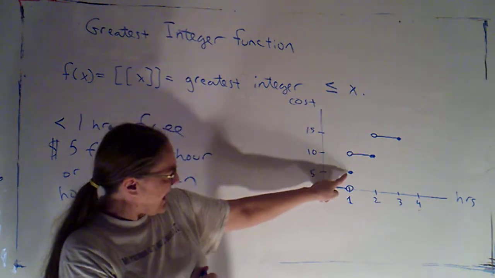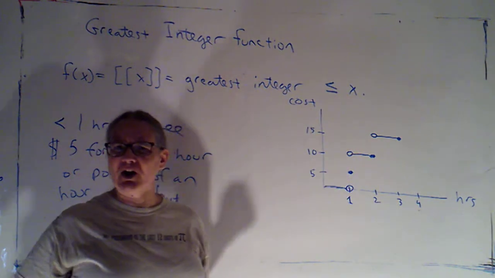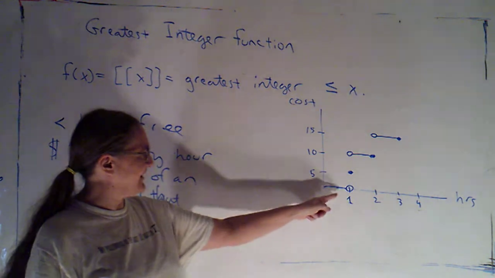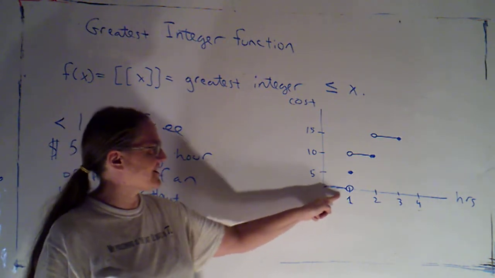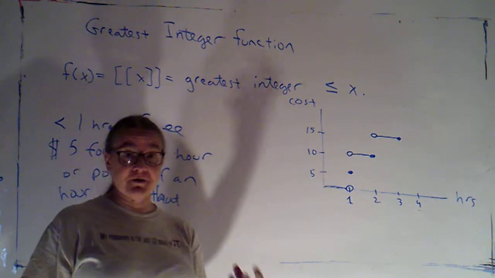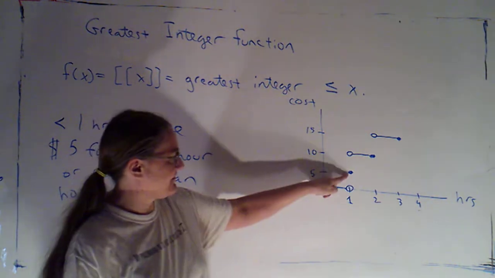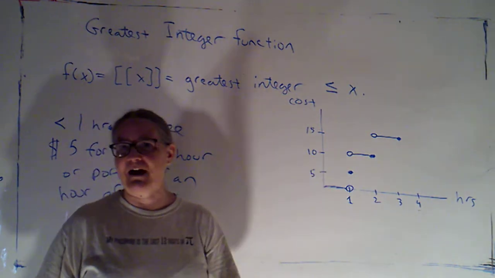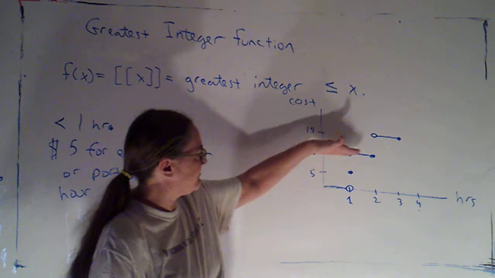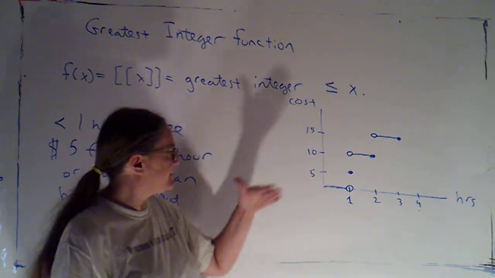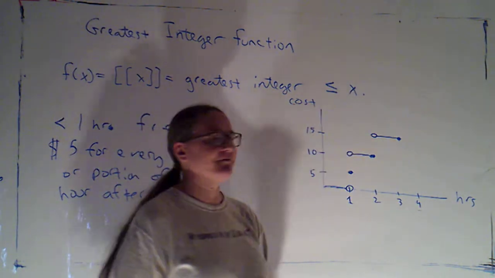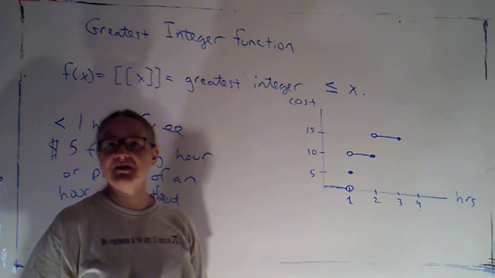And also, I've got this one sort of oddball. They're nice to us if we park for less than an hour, so they're not charging us $5 for part of the first hour. They're only going to charge us $5 if we park for exactly 1 hour. And then as soon as we go over that, it jumps up to $10. As soon as we go over 2 hours, it jumps up to 15, and that pattern continues.